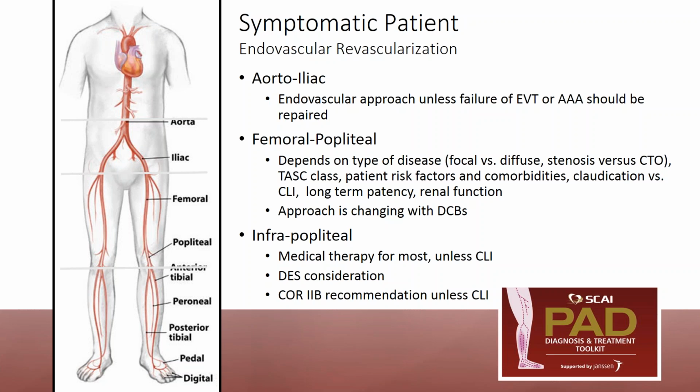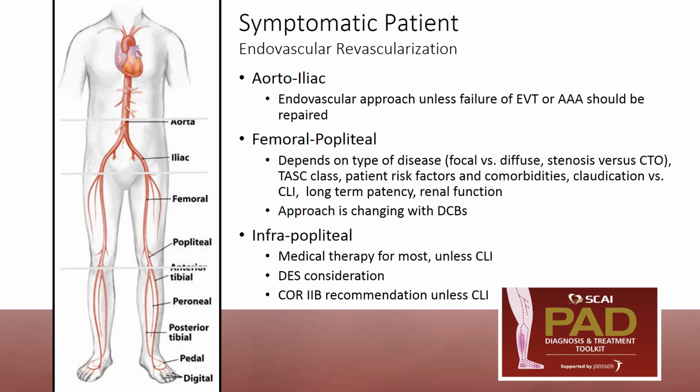And then also we're looking at long-term patency. Again, CLI patients are much sicker, they're older, their long-term mortality is much, much higher than a claudicant who may have 20, 30 years left of life. Here you want to look at long-term patency. How often are you going to be back here repeating this if you're going to do an endovascular procedure? And obviously all in the setting of renal function. Again, looking at the risk of endo versus open versus medical versus exercise.